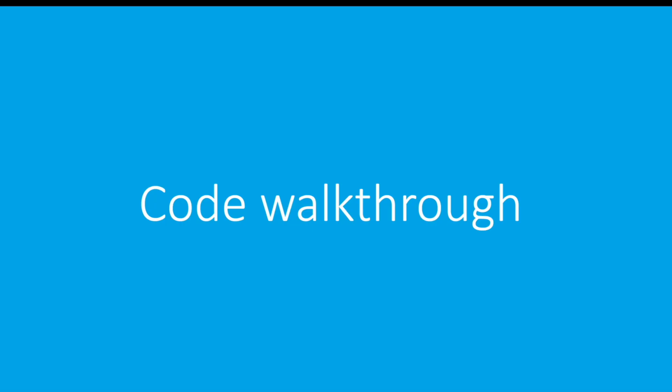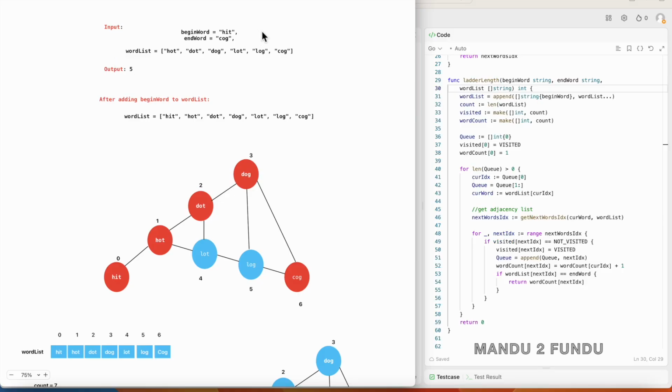Next, I'm going to do the code walkthrough with sample input. Let's do the code walkthrough for this input. So the begin word is hit and the end word is cog. That end word is present in the word list, and the expected output is 5 because the number of words in the shortest transformation is 5. So this is the path.